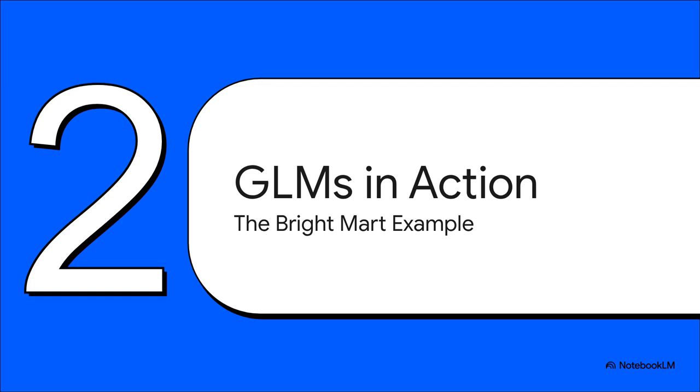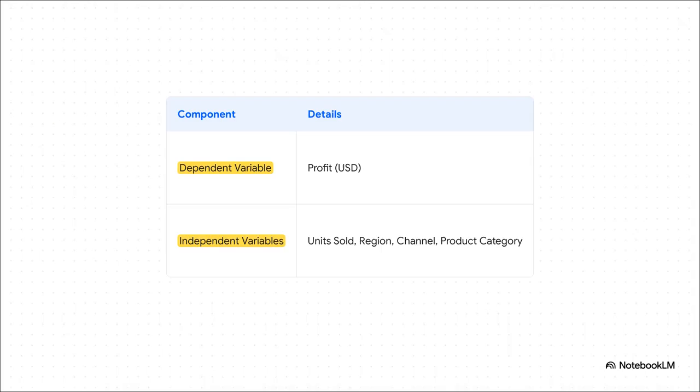Okay, so theory is great, but let's see how this actually works in practice. We're going to look at a made-up company we'll call Brightmart and see exactly how they could use a GLM to get a much deeper understanding of their business. All right, so here's the setup for Brightmart. Their goal, or what we call the dependent variable, is profit. Simple enough. Now, to figure out what drives that profit, they feed the model a bunch of clues, the independent variables. Things like how many units were sold, which region the sale was in, the channel, was it online or in a physical store, and, of course, the product category.